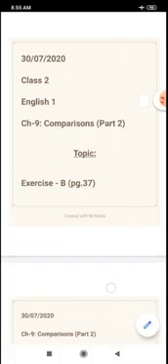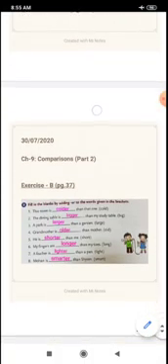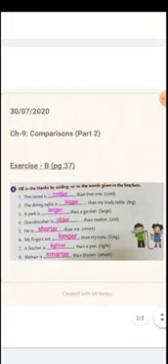Dear children, I hope you all have done Exercise A and understood the use of comparisons. Why we compare and how we compare, with how many people we compare, and how do we change the describing word according to our comparison with number of people or place or things. So when we compare with two people or two things, we use the describing word by adding er to the describing word.